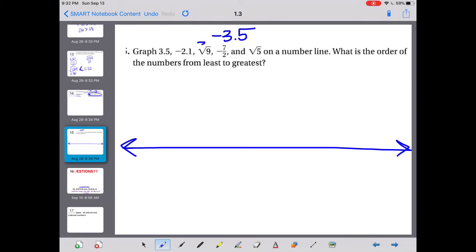And let's see, the square root of 9 is 3. The square root of 5 is not a perfect one, but it's about 2.24. Okay, so if we put these on our number line, I'm going to put a 0 here, a 1, a 2, a 3, we'll pretend that's a 4. Looks like the biggest number that we're going to need is 3.5, positive.